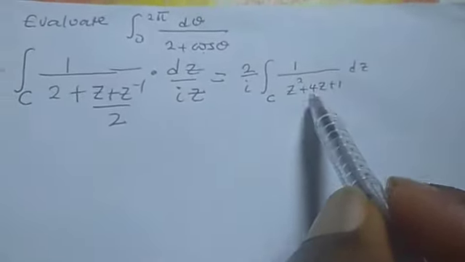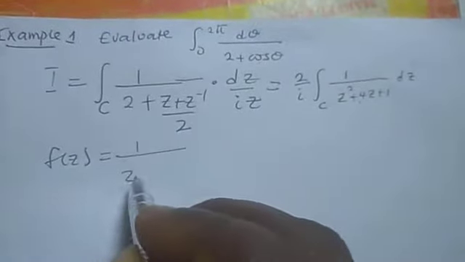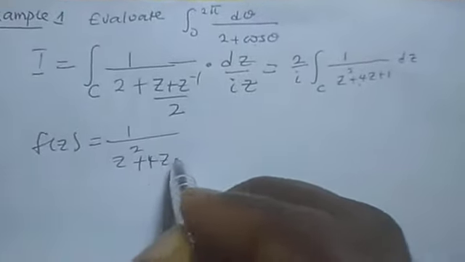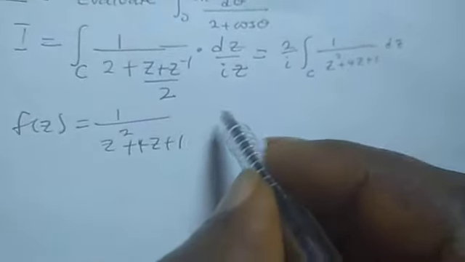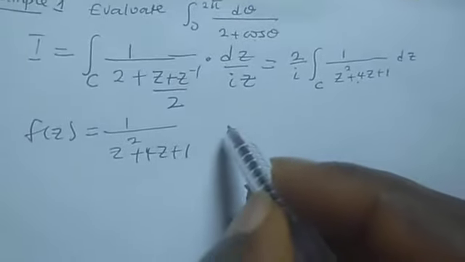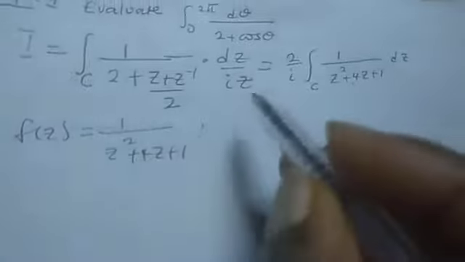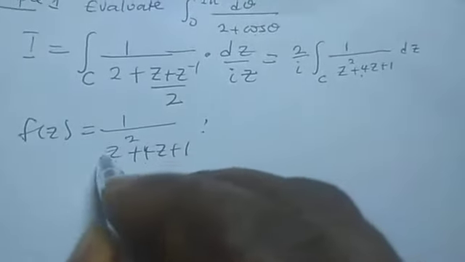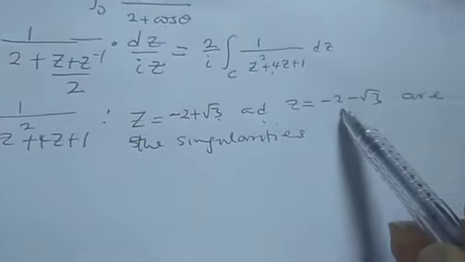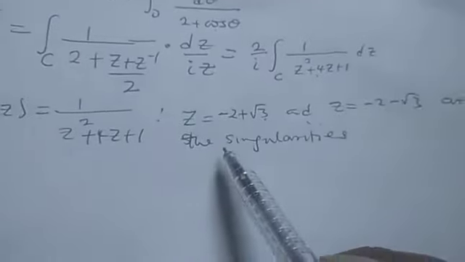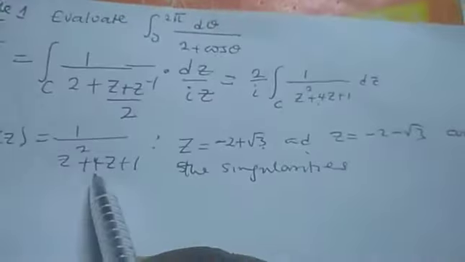This is a quadratic formula. So in this place now, let's take our f of z to be 1 over z squared plus 4z plus 1. Since we cannot factorize it, it's better we make use of the quadratic formula. From this place, we need to locate our singular points, and when we do so, we use the quadratic formula. So we see that z is equal to minus 2 plus root 3, and minus 2 minus root 3 are the singular points or the singularities of this f of z.